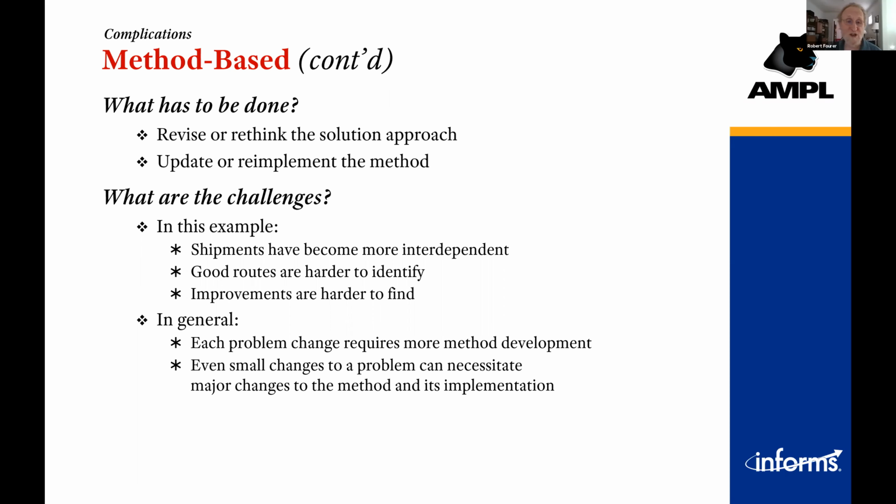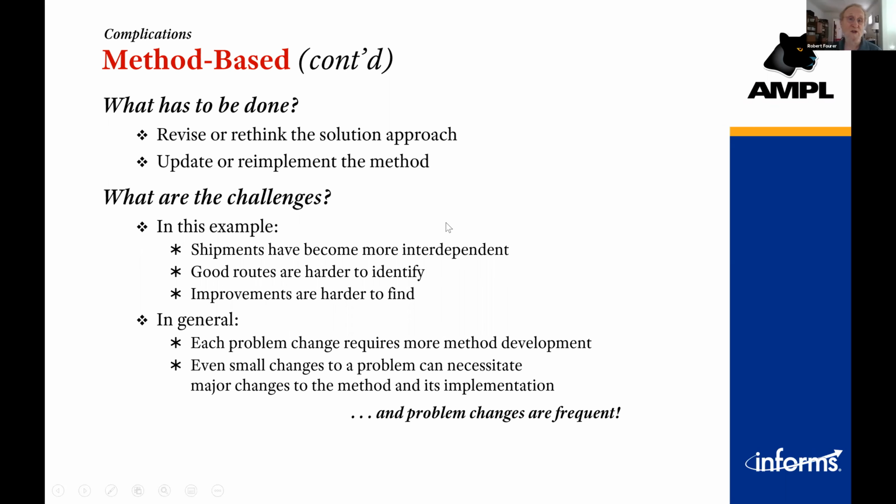And unfortunately, even small changes to a problem can necessitate major changes to a method. Your method may have taken advantage of some property of the problem that, due to the change, no longer exists. And unfortunately, as we've seen from the optimization model lifecycle, changes happen frequently. So this is going to be a challenge.